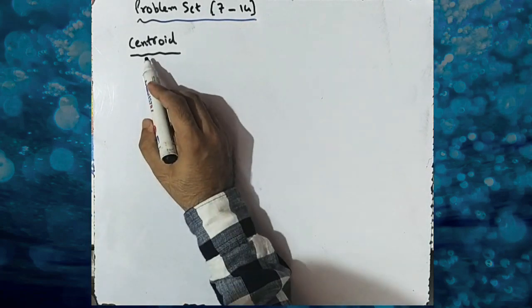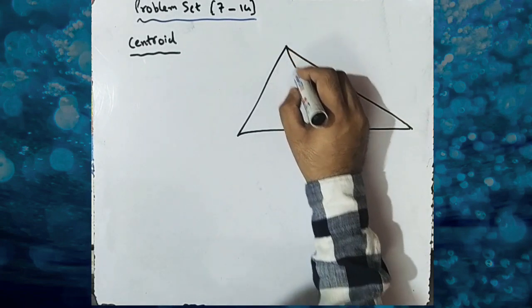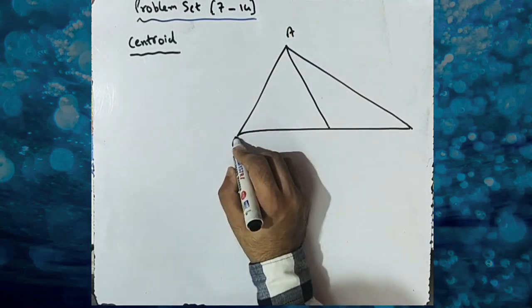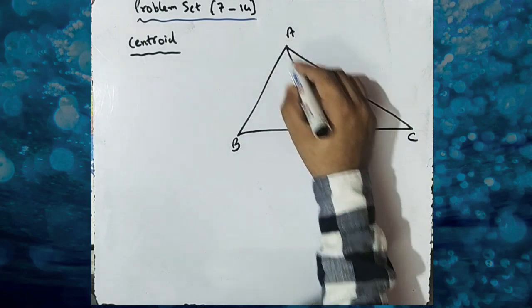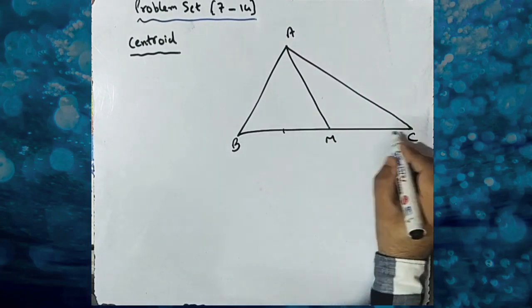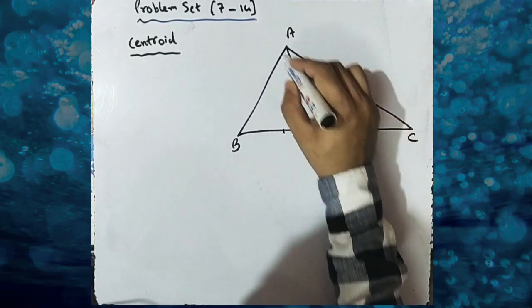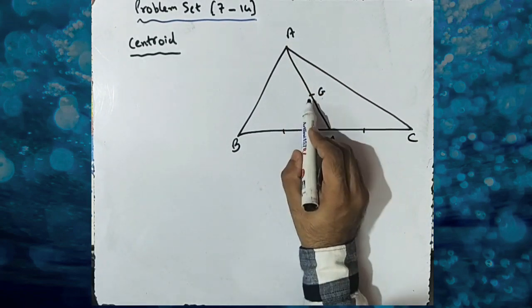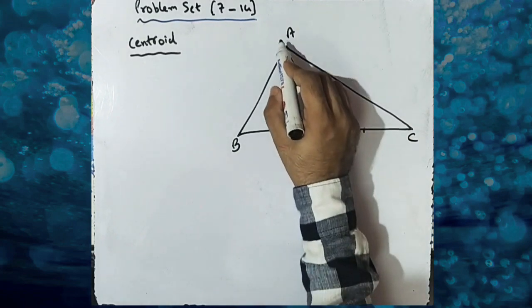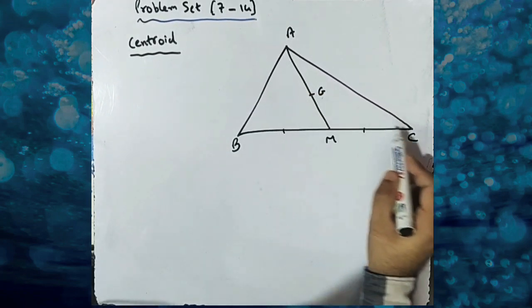Before we start the 14th sum, I need to tell you about centroid. Centroid is the point of intersection of the three medians of a triangle. For example, here I have drawn one triangle ABC. AM is the median, so M is the midpoint of BC. AM is the median. Centroid lies on the median always. Centroid is the intersection point of all the three medians coming from the vertices A, B and C.